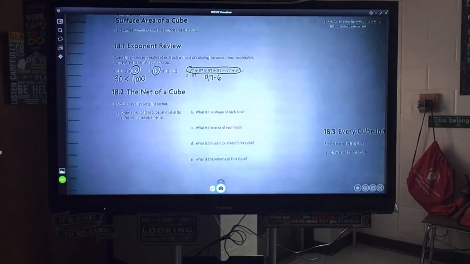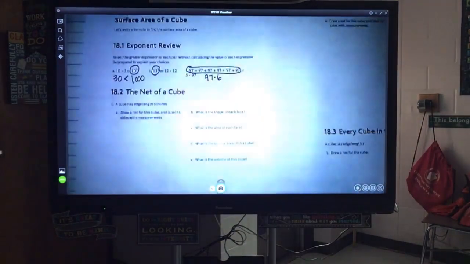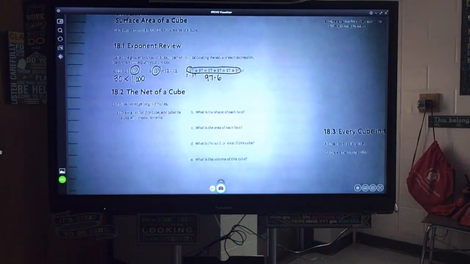Today, we're gonna do number, letter, activity, whatever you wanna call it, 18.2 together. Well, we're gonna do 18.2, number 1 together. You guys are gonna do 18.2, number 2, and 18.3 together with your group members.